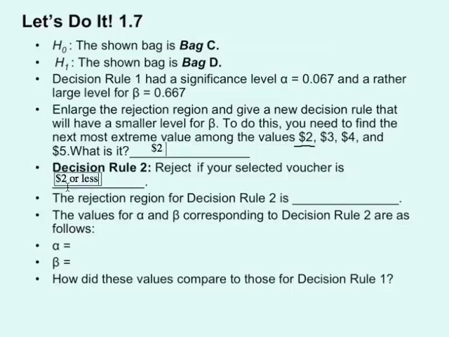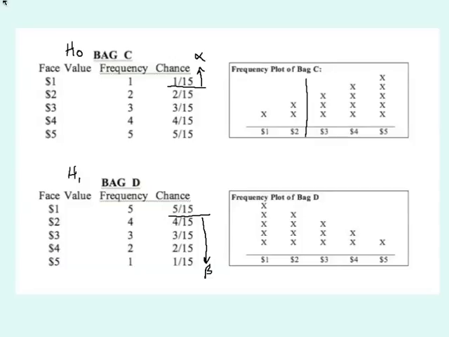So now what's my new rejection region? Well, my new rejection region contains the values of $1 or $2. So if I pull a $1 voucher or a $2 voucher, I will reject the null hypothesis. Notice all of this is happening up here in the distribution of the null, okay?